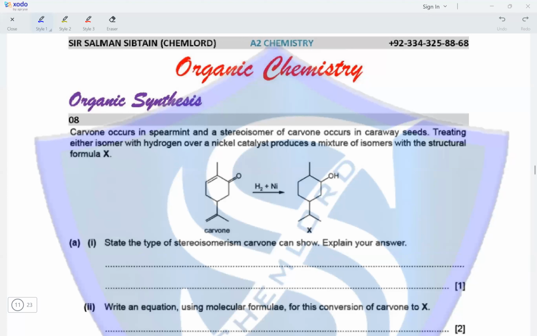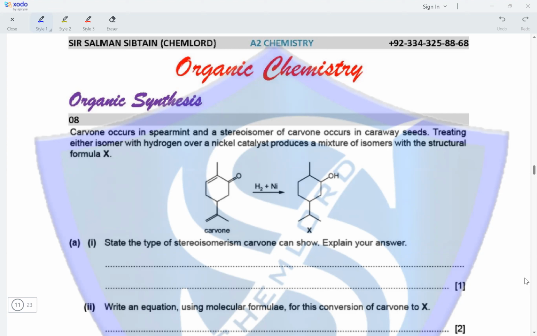Question 8. Carvone occurs in spearmint and a stereoisomer of carvone occurs in caraway seeds. Treating either isomer with hydrogen over a nickel catalyst produces a mixture of isomers with the structural formula X. Okay, so all the double bonds have been converted into single bonds, so this is hydrogenation. State the type of stereoisomerism that carvone can show.